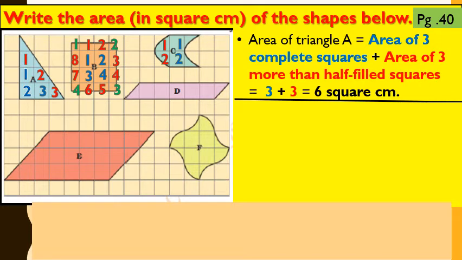First, let us consider the area of triangle. Area of triangle A is the area of 3 complete squares plus the area of 3 more than half filled squares. Here, exactly half filled squares are not there. So, 3 plus 3 is 6 square centimeters. So, the area of triangle is 6 square centimeter.